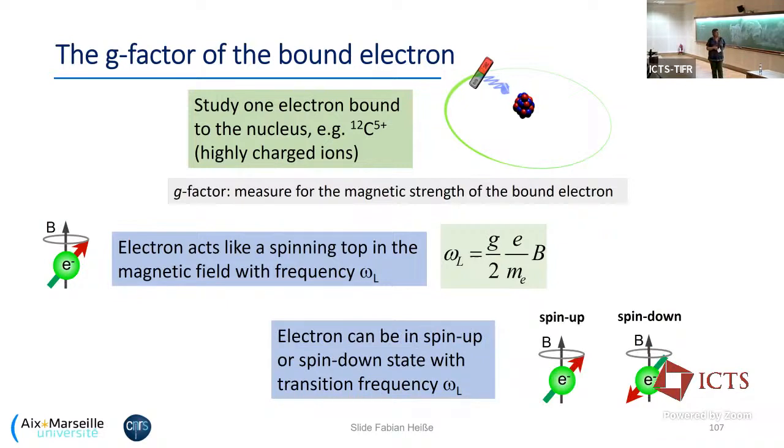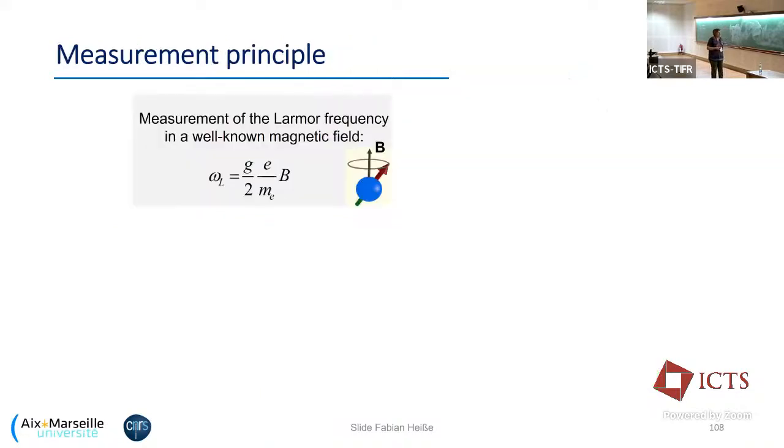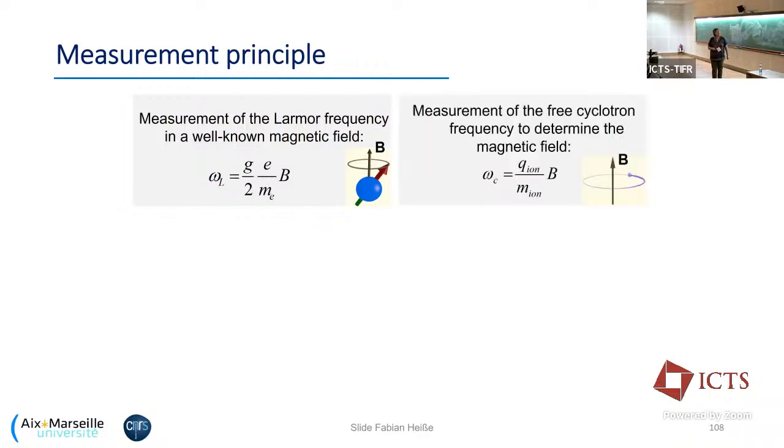And then the electron, as you've learned, can be in the spin up or in the spin down state. There's nothing new for you. You've all had those atomic physics lectures, maybe already a few years ago. Now, how to measure that? The measurement of the Larmor frequency, even in a well-known magnetic field, is not easy, okay? Because it's nothing we can measure directly. What we can measure more easily is the free cyclotron frequency to determine the magnetic field, okay?